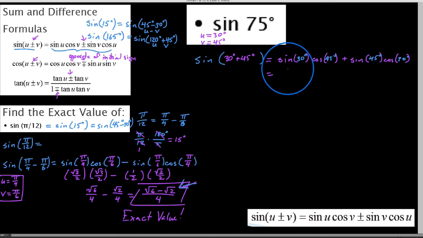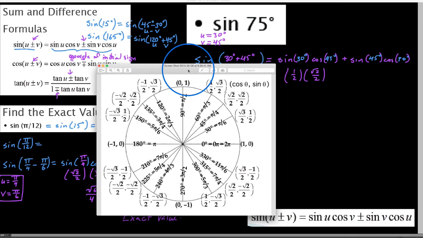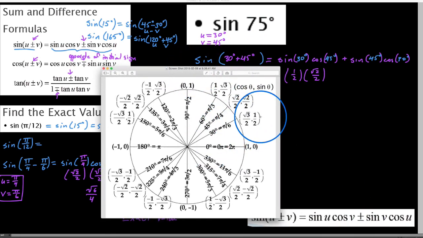It comes in handy. We say sine of 30 is a half. Cosine of 45 is root 2 over 2. Again, we could go refer to the unit circle just to see these things. These are common values. So sine of 30 right here is a half. Cosine of 45 is root 2 over 2. Sine of 45 is going to be root 2 over 2. And cosine of 30 is going to be this root 3 over 2.